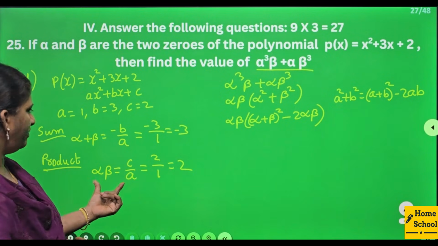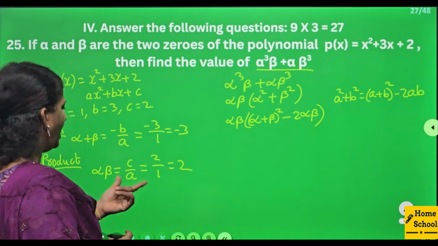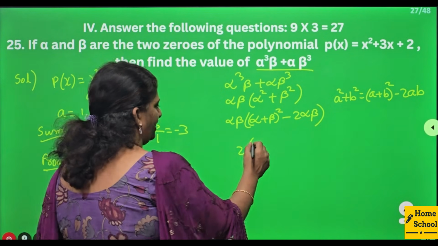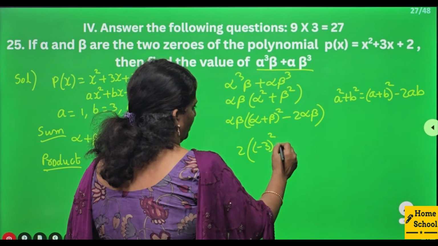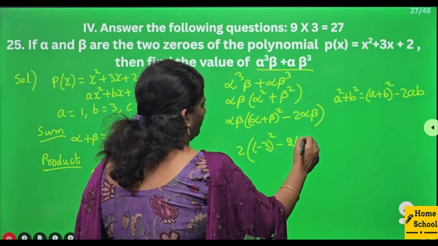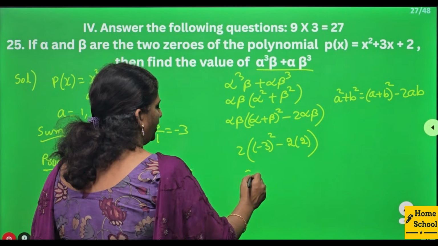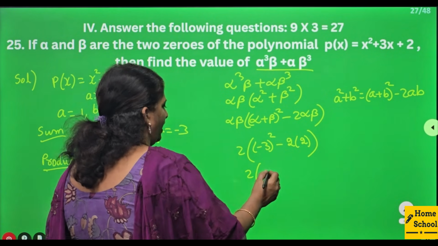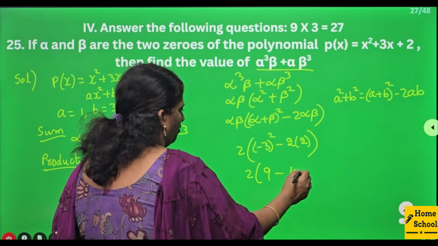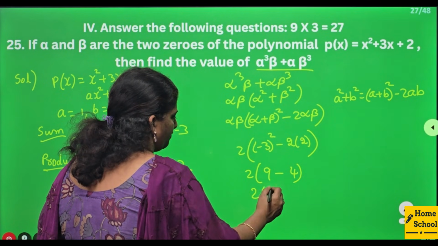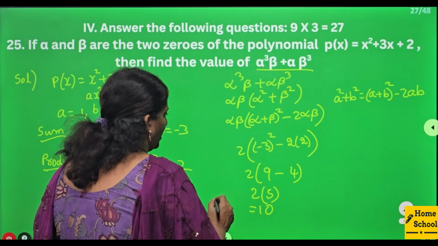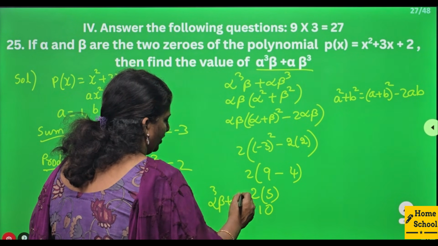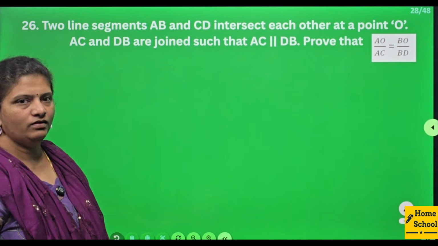Now substitute the alpha beta and alpha plus beta values. Alpha beta value is 2, into alpha plus beta is minus 3. Minus 3 whole square minus 2 into alpha beta value, which is 2. 2 into minus 3 whole square, minus into minus plus, 3 square is 9. Minus 2 into 2 is 4. 9 minus 4 is 5. 2 into 5 is 10, that is your answer. Therefore, alpha cube beta plus alpha beta cube is equal to 10.